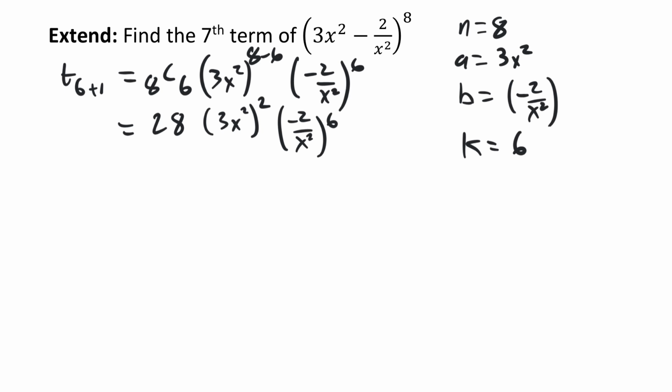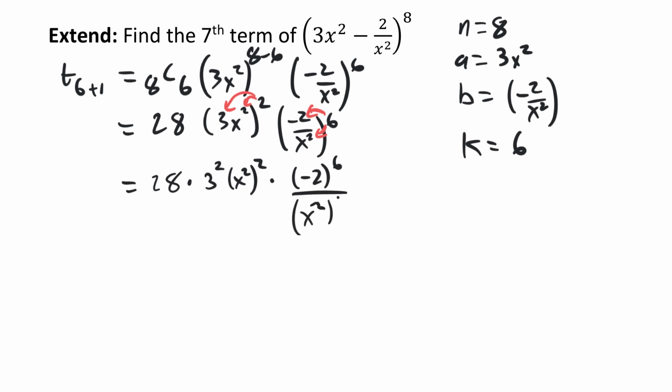Okay, so the 2 is going to go on the x squared and the 3. Here, the 6 is going to go on the negative 2 and the x squared. So this will give 28 times 3 squared, x squared squared, negative 2 to the 6, x squared to the 6.